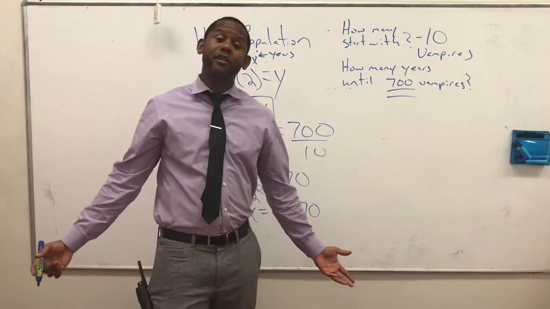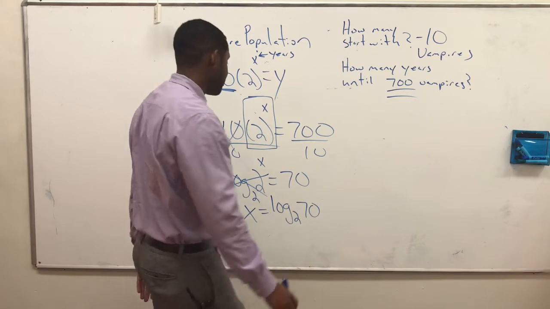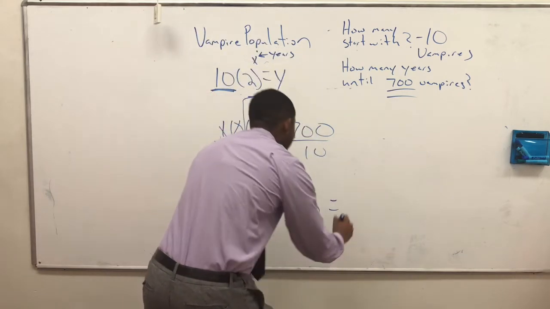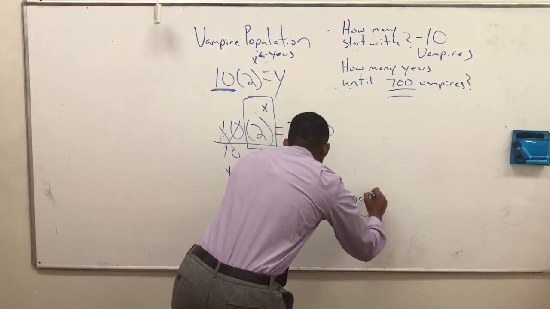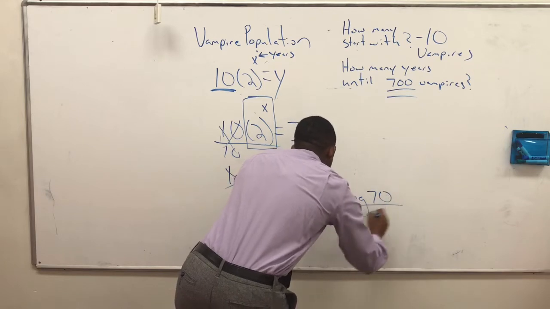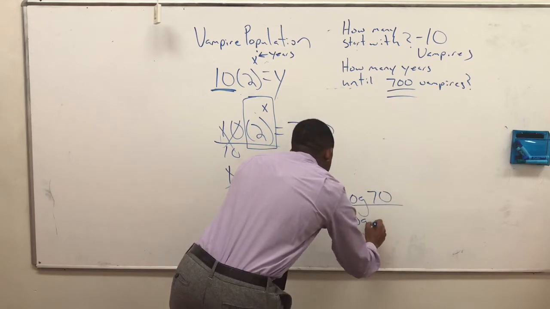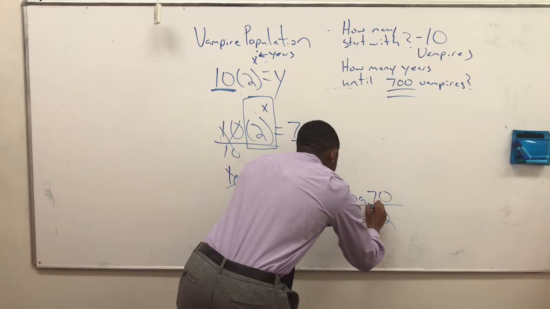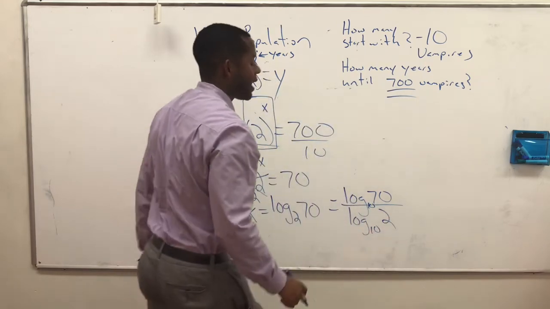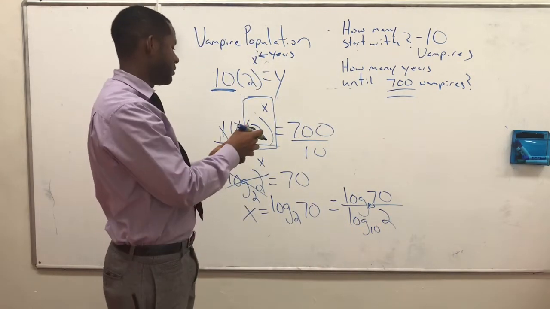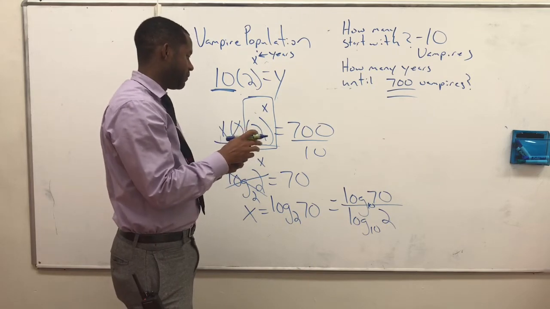My calculator doesn't work in base 2, so I have to use my change of base rule. So that equals the log base 10 of 70 divided by the log base 10 of 2. And I can put the 10 here if I want to, I don't have to, because that's kind of just a given.